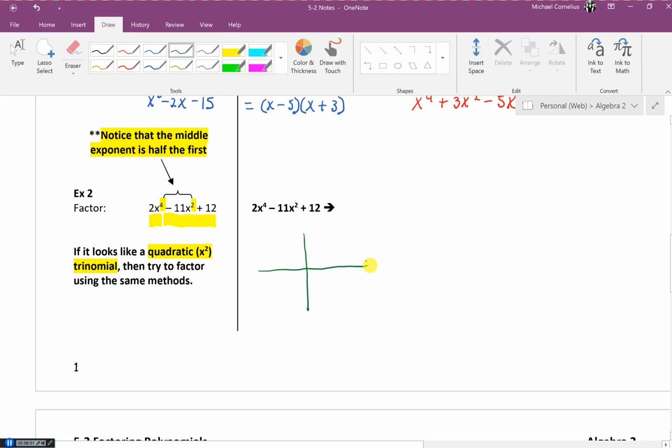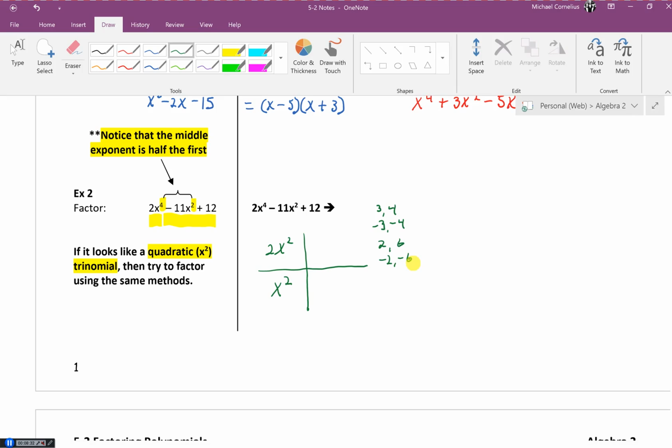So I'm going to do the plus method on this one. So I know that to get 2x to the 4th, I would need 2x squared times an x squared. To get positive 12, I would need, I don't know, it could be 3 and 4, it could be negative 3 and negative 4, it could be 2 and 6, it could be negative 2 and negative 6, and I don't even have them all, do I? 1 and 12, negative 1, negative 12.